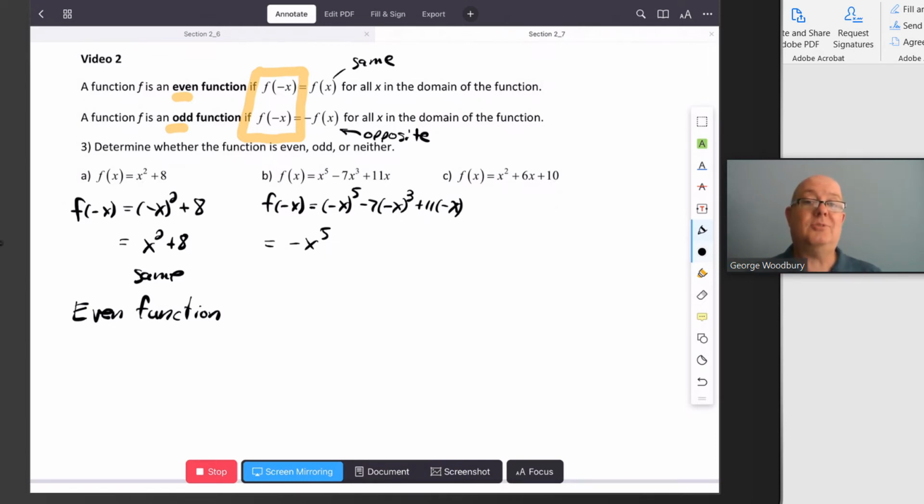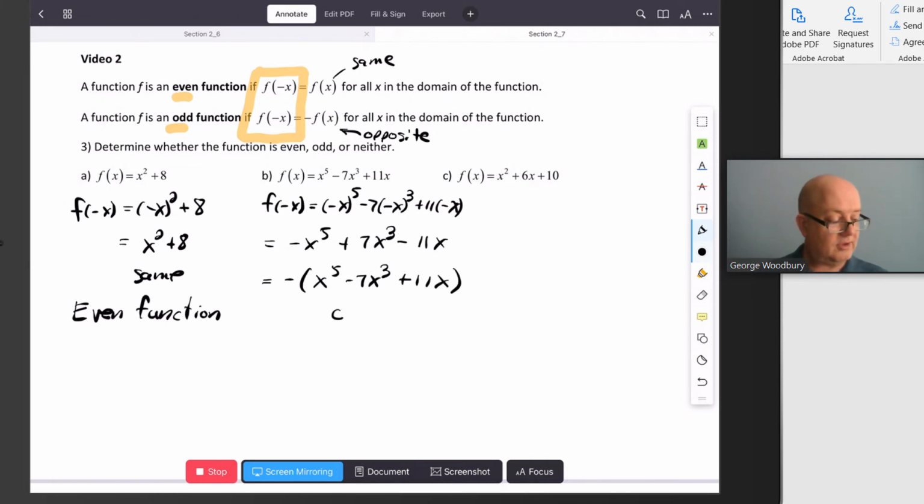Here, negative 7 times negative x to the third power, we've got a negative being used as a factor 3 times, an odd number of times, so that result is negative. But the 7 was also negative, so this is going to be plus 7x cubed. The last term is minus 11x. And if you look at that, that's exactly the opposite of what we had. If you factor out a negative sign, it's x to the fifth minus 7x cubed plus 11x, which was the original function. So this is opposite, and this is an odd function.